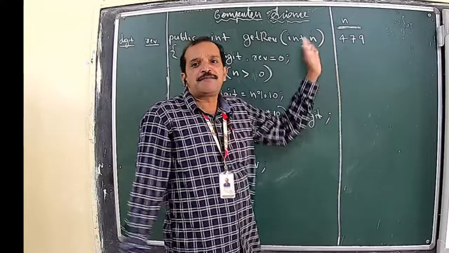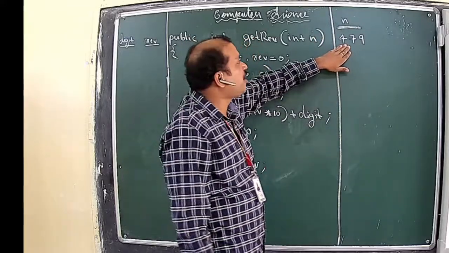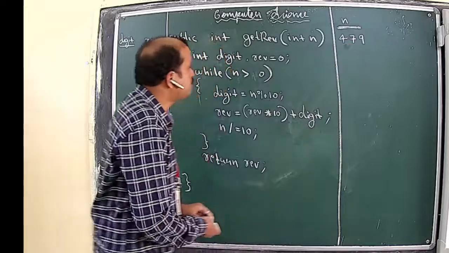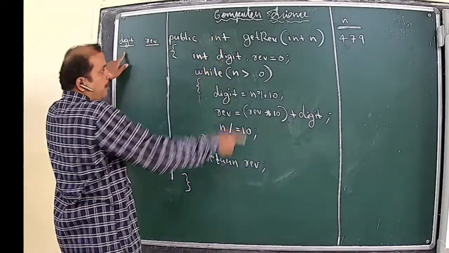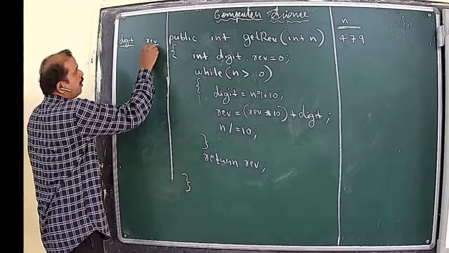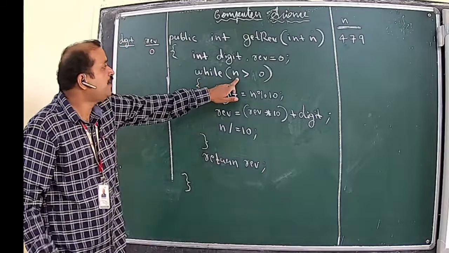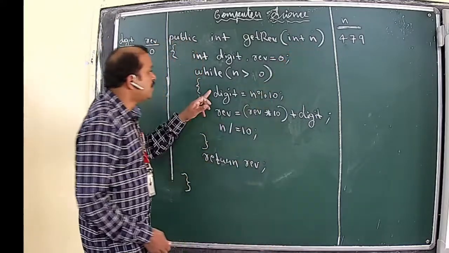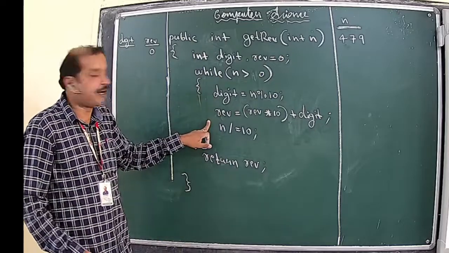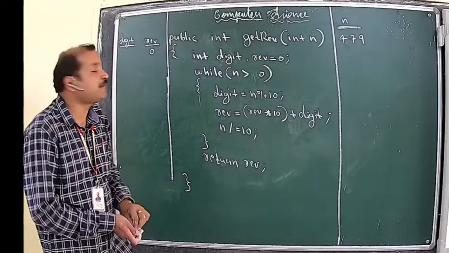And after this session is over, we can also test this same program again with different values. Digit is not given any value and reverse is given a value of 0. Now, while n is greater than 0, of course, n is greater than 0, therefore the loop body will be executed.